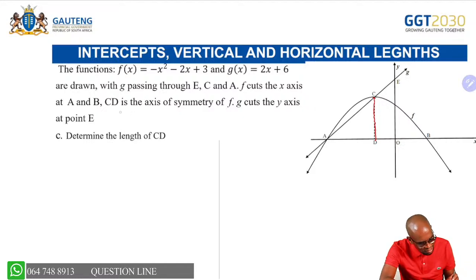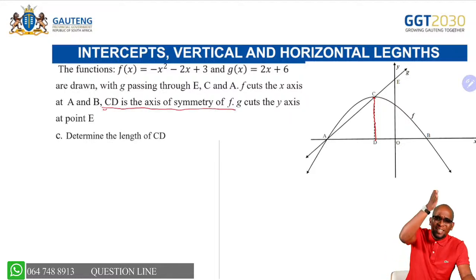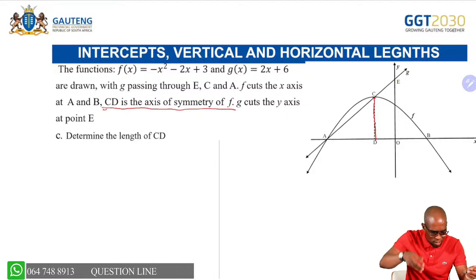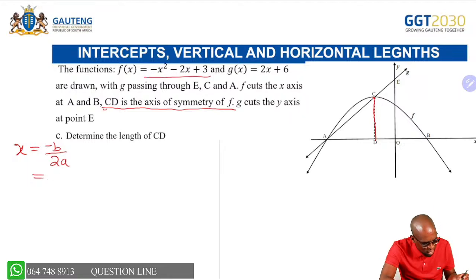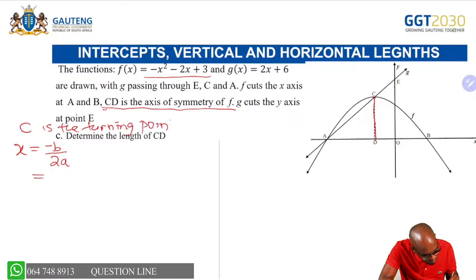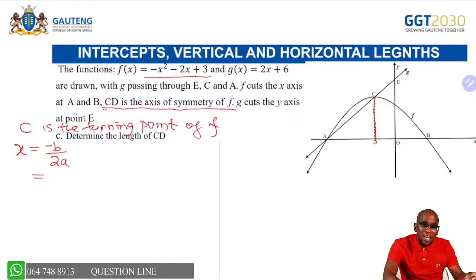So let's check now. CD from the given information is the axis of symmetry. So you know that the line CD is a line that cuts the graph into two equal halves. So you can find that axis of symmetry. We know that to find the axis of symmetry, we use minus b over 2a, which I will then use from the equation of f. Remember, it's a turning point of f. So you'll say C is the turning point of f. How do you find the turning point?